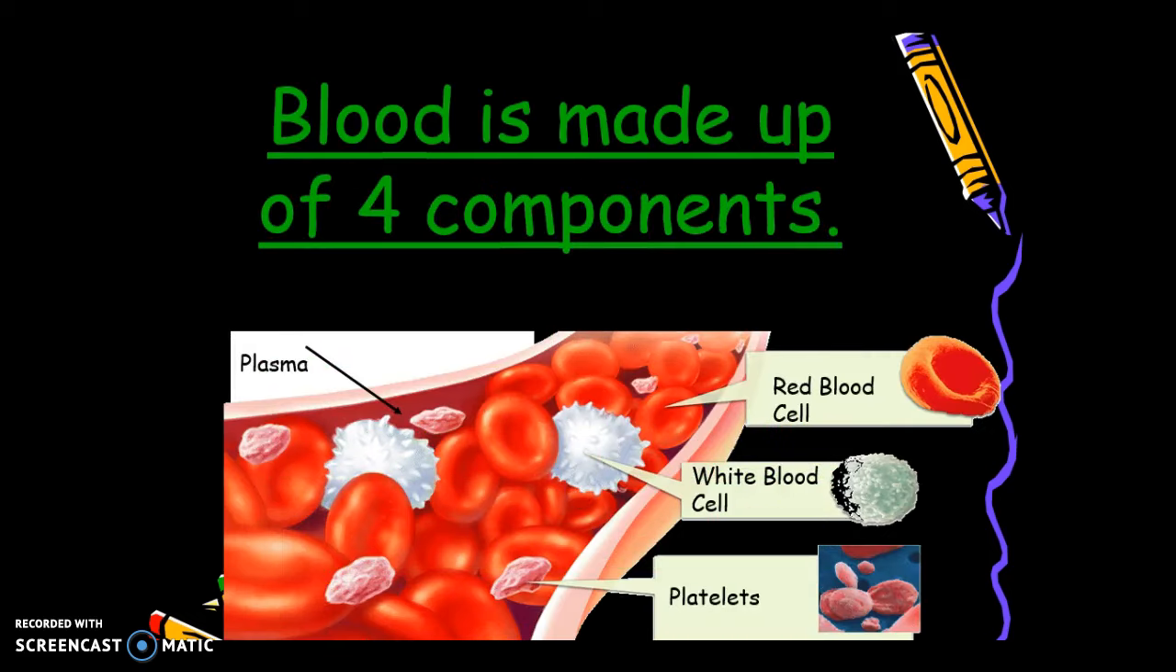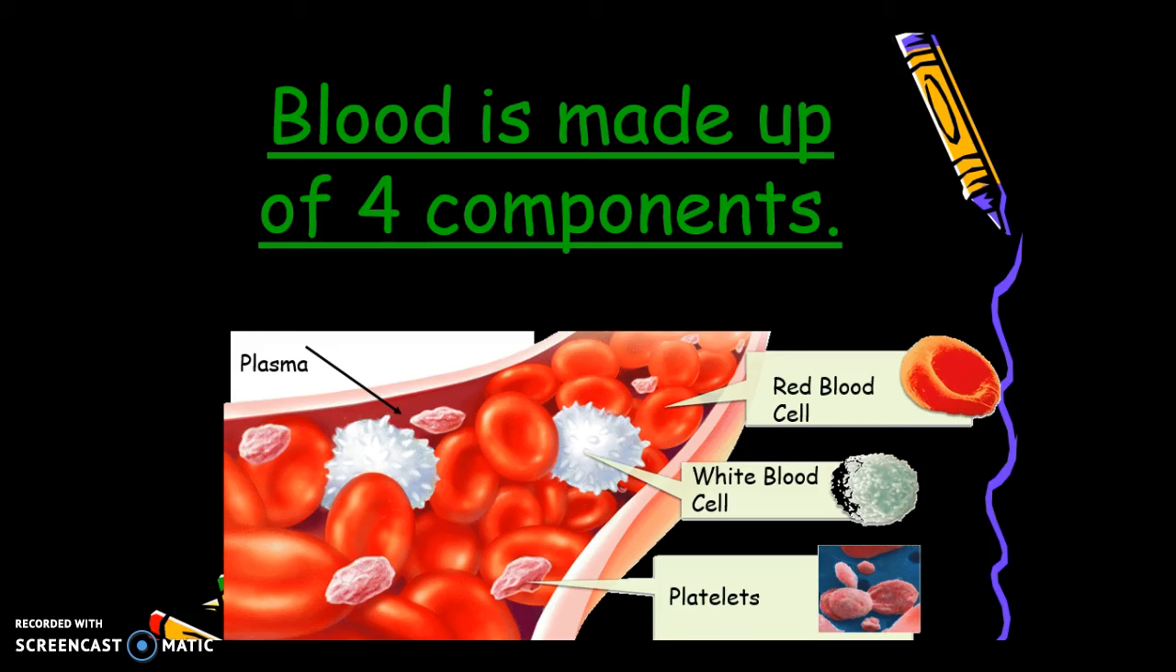On page 61, it starts out with main ideas. Blood is made up of 4 components, and then you have 4 columns that say detail. What you're going to put in those columns, you're going to label each column this. The first column is going to be labeled plasma. The second column, red blood cells. The third column, white blood cells. And the last one, platelets. Those are the 4 components of your blood.